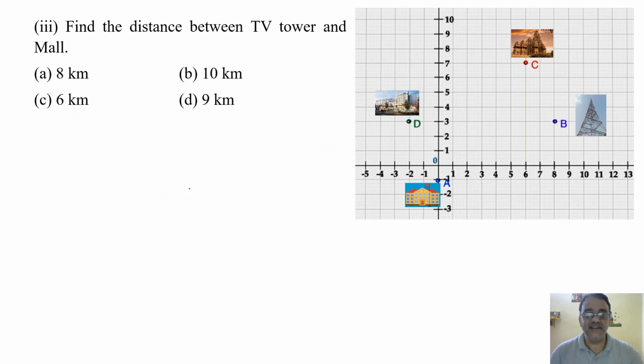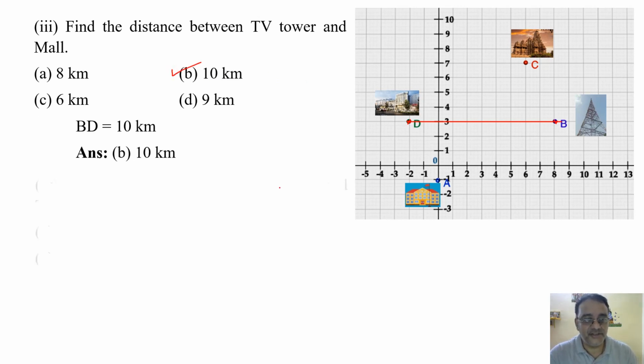Next, find the distance between TV tower and mall. Mall यहाँ पर है और TV tower यहाँ पर है, तो हम लोग ये horizontal distance यहीं पर देख सकते हैं. कितना है देखो, 10 kilometers. Right, 10 kilometers. So BD is equals to 10 kilometers.